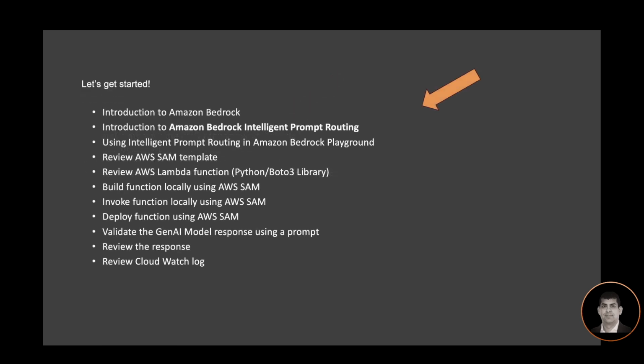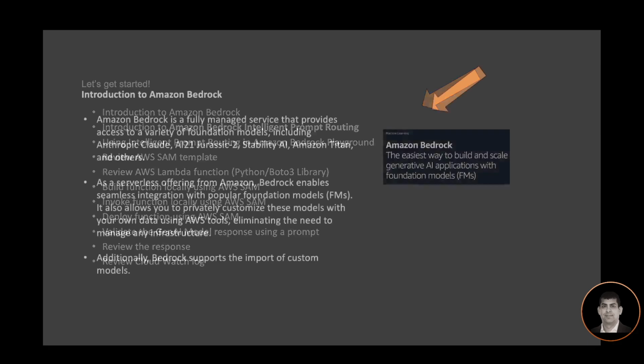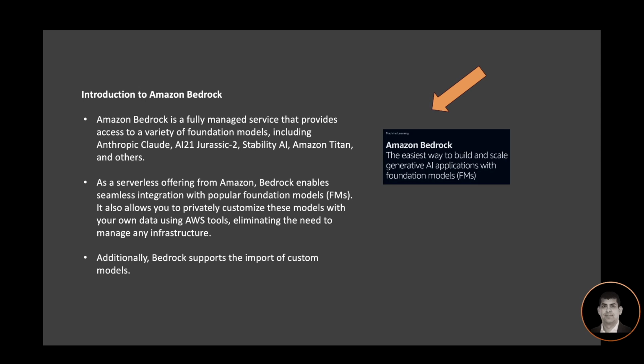Let's get started. We're going to look at an intro to Amazon Bedrock and an intro to the Amazon Bedrock intelligent prompt routing feature. We're going to look quickly at how to use the Playground for this prompt routing, and then I'm going to deep dive into the AWS SAM template and the Lambda function. We'll build the function locally using the AWS SAM framework. We'll invoke it using AWS SAM and then we'll deploy it. Once deployed, I will use Postman to validate the GenAI model response using a prompt. So let's look at the intro to Amazon Bedrock.